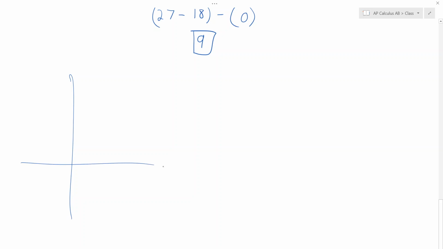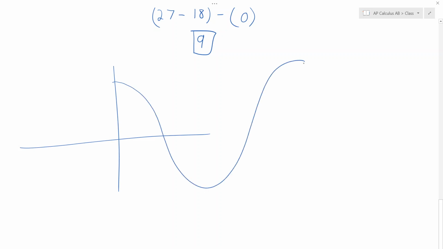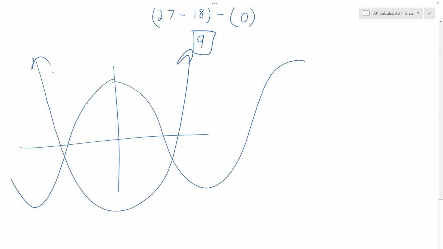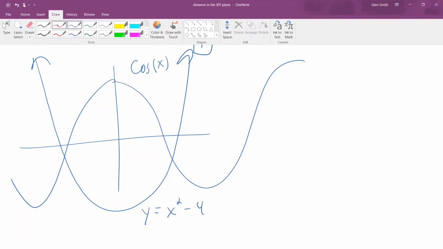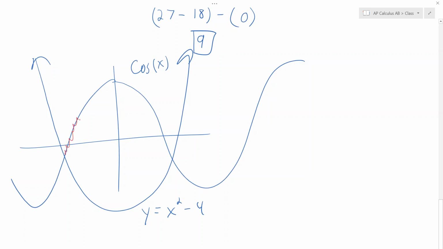And sometimes, like think about cosine. Actually, let's just do one more example here. Let's say we had a graph of cosine x, thusly. Can we handle that? And we also had y equals x squared minus 4. And let's say I'm just dying to know the area bounded by those graphs. So that's this weird shape here. Does that make sense?